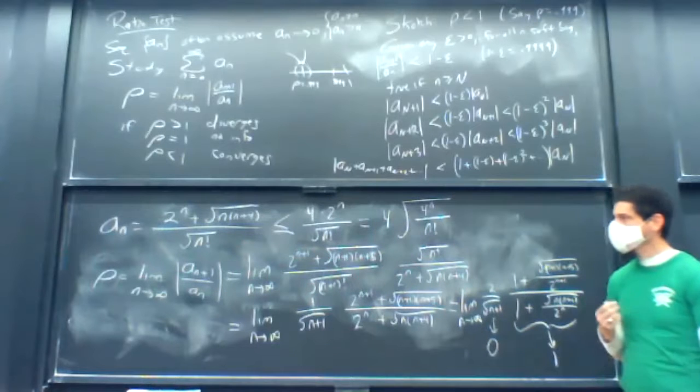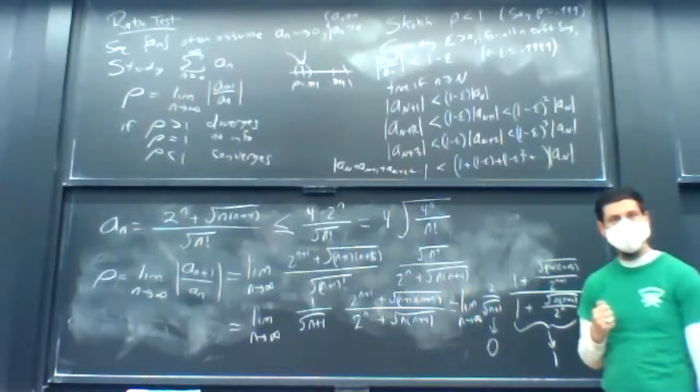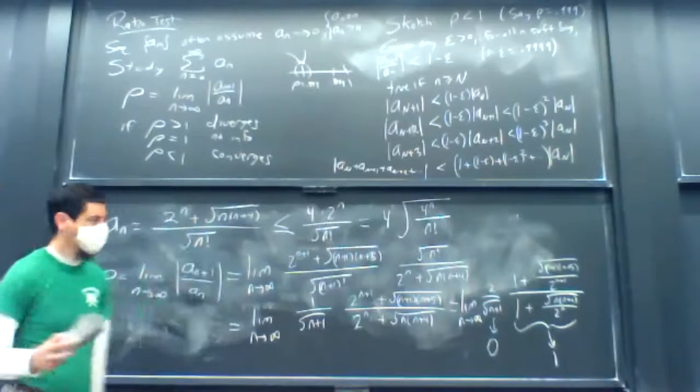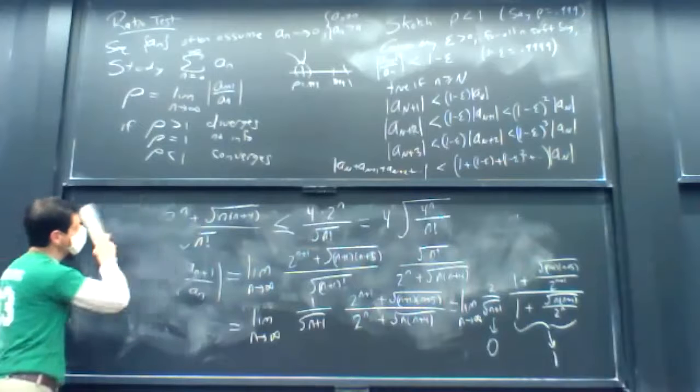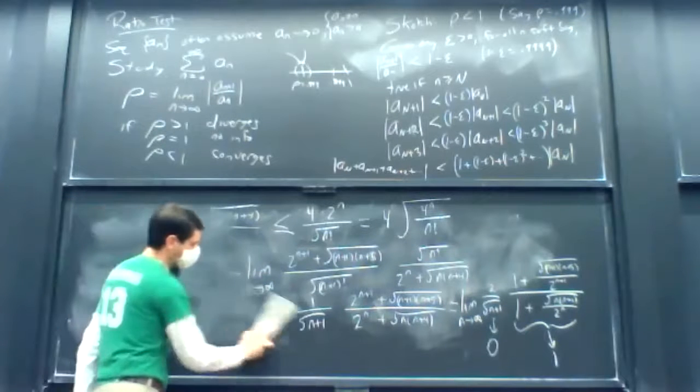Okay, any questions on this calculation? So this is another example of how we can use the ratio test. So the ratio test is extremely powerful. Is there anything the ratio test can't do?